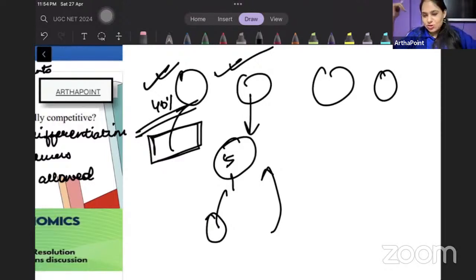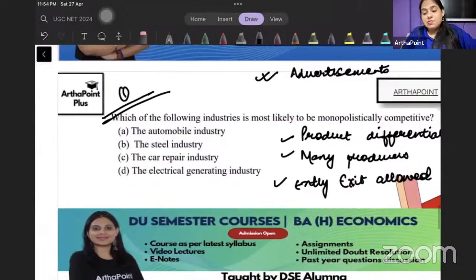So North Campus students will know, yes, and this happens at every college there. Because there were so many cafes, they used to run a lot of advertisements to promote themselves. That was a typical example of monopolistic competition, right? So here we need to tell what is an example of monopolistic competition.